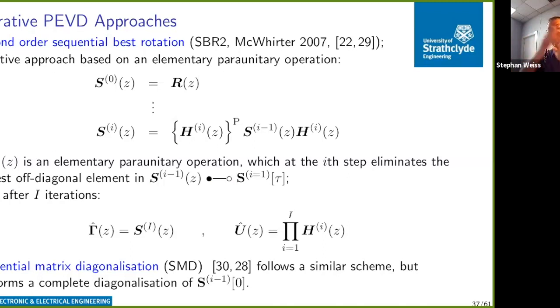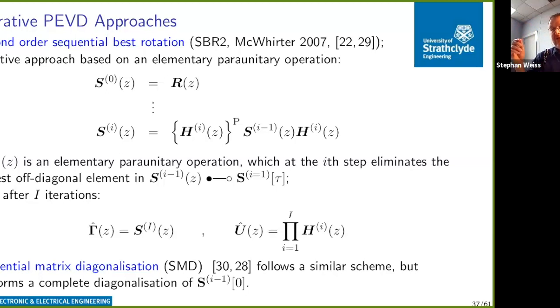So you have a matrix that now is an M by M matrix, but it has a lag dimension as well. So you could almost think of this as a three-dimensional tensor. The SBR2 algorithm is a generalization of the Jacobi method, whereby at every iteration we target the largest off-diagonal element and try to eliminate that. The Jacobi algorithm works for a standard matrix.